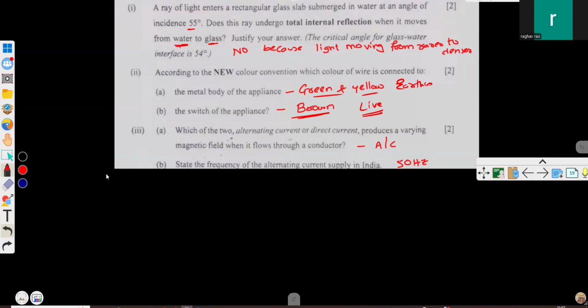Which of the two, alternating current or direct current, produces a varying magnetic field? If you want to have a varying magnetic field, that is alternating current. Frequency is 50 hertz or 50 cycles per second.